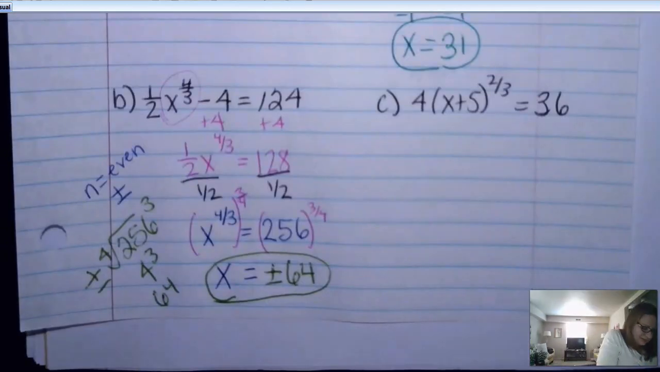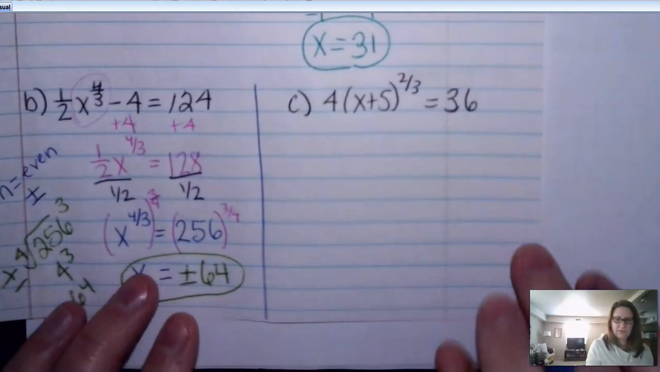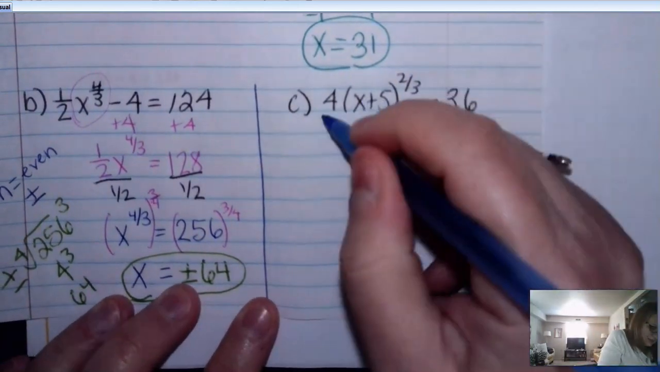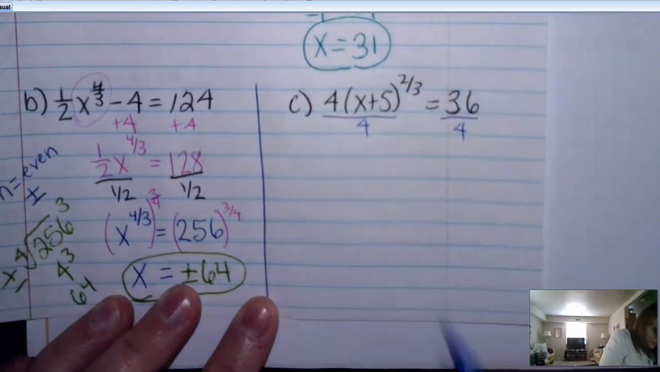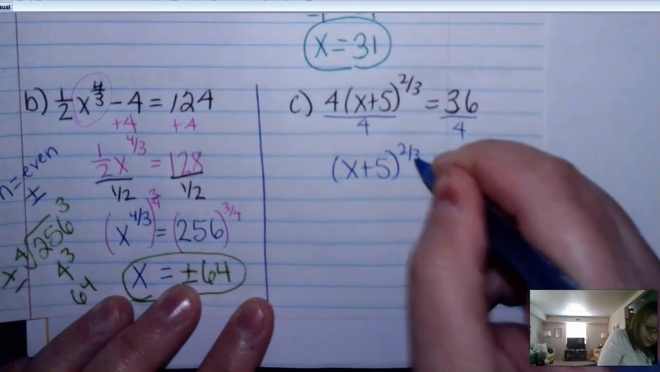All right, just going to do this last example and then we'll flip to the back, and I'm going to slide this over a little bit so my face is not in the way. Okay, isolate whatever's being taken to your rational exponent. So I got to start this guy out by dividing by 4. We're going to have x plus 5 to the 2/3 power is equal to 9.